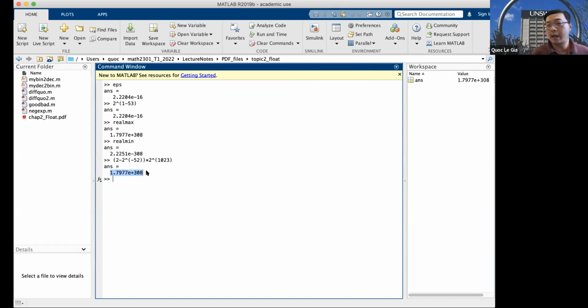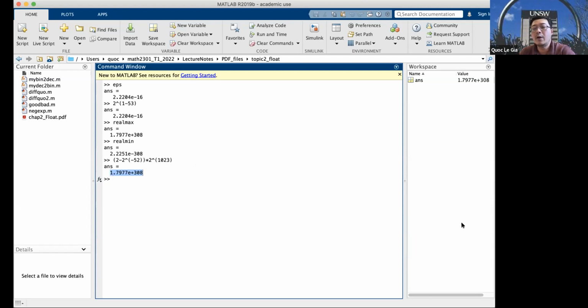So you understand why MATLAB cannot have a real number bigger than this. The reason they reserve some special cases for the exponent is because they want to represent infinity and not a number. That's why we have to stop at 1023. Okay, so you get the idea, right? Any question about this? So real max is very clear.